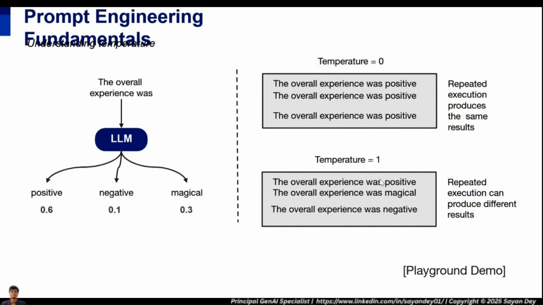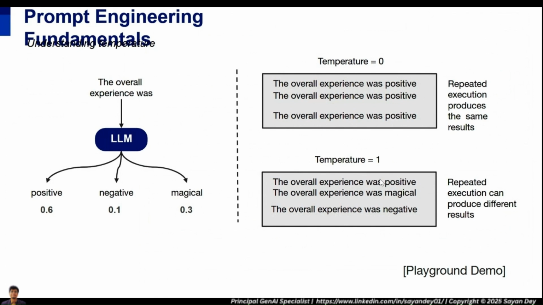Now you can have a question: why is this relevant? Why would I ever want to have a variable output? Well, this is mostly for creative use cases, creative generation, like writing an article or writing a post. When we talk about lots of creative use cases, this will be very, very relevant, where we want to effectively use a higher temperature value. And if we use a higher temperature value, we will get more varied results.